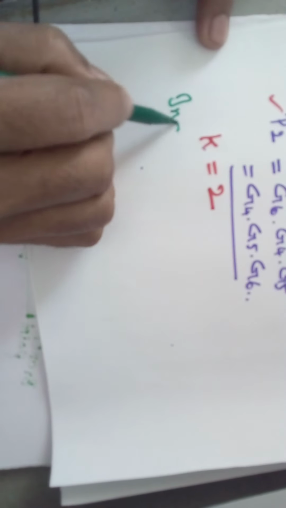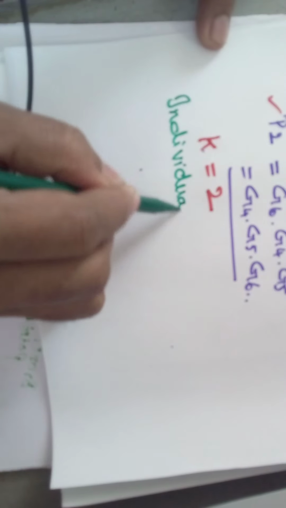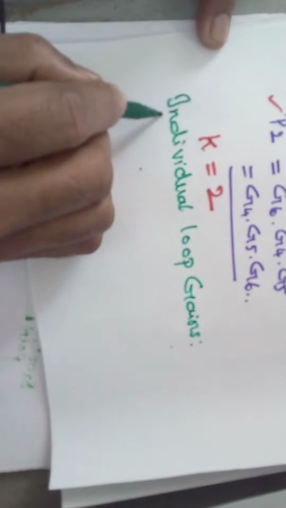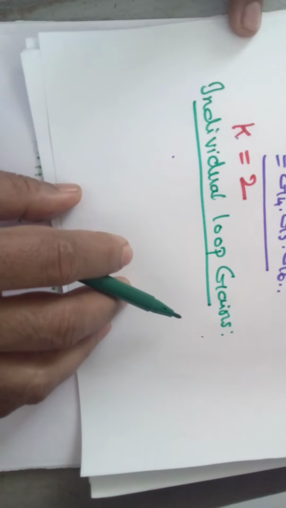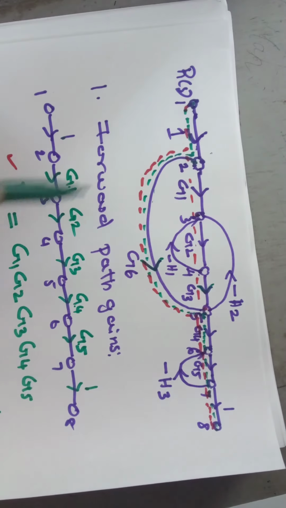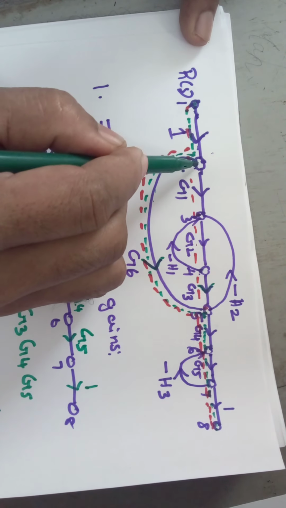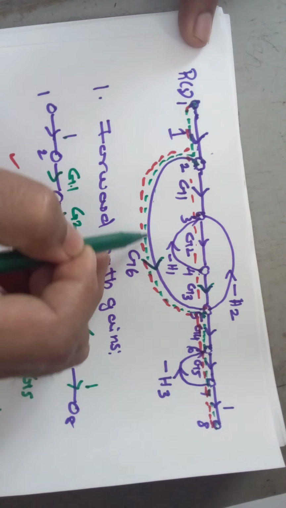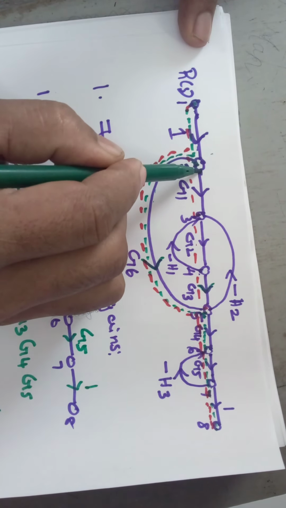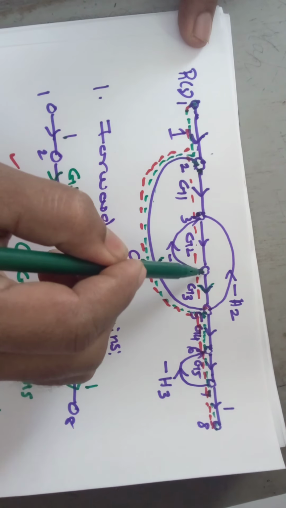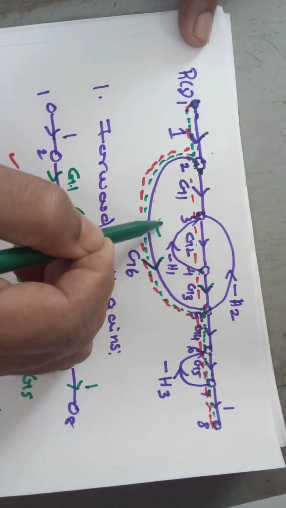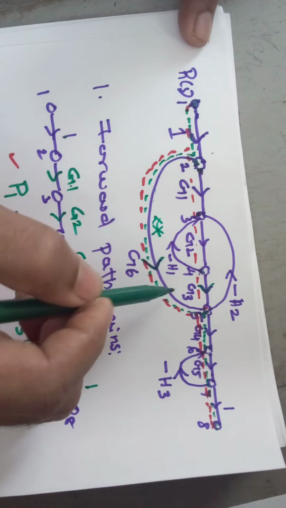How to find the individual loop gains? See how to find the individual loops. What are all the individual loops present in this diagram? Here the signal starts, and this seems to be a loop, but the signal starts from node number 2, reaches 3, reaches 4, reaches 5, but it cannot travel in this direction. Therefore this is not a loop.